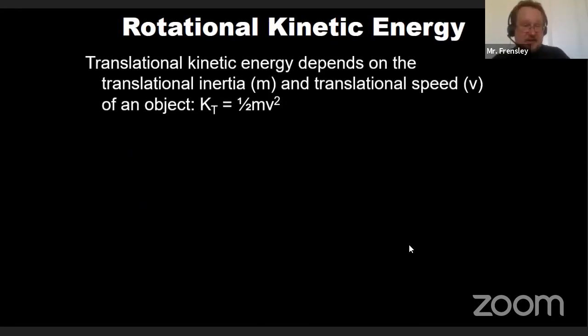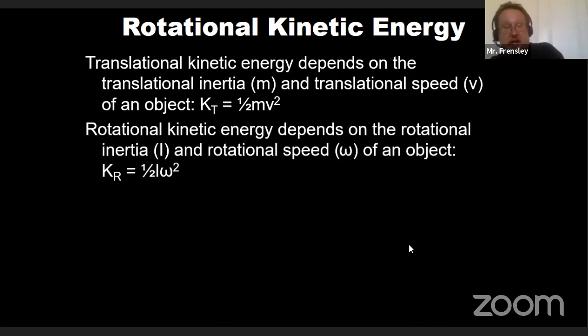So if translational kinetic energy is 1/2 m, how difficult it is to speed up or slow down your translation, times v, how fast your translation is, squared, then rotational kinetic energy would be 1/2 I, how difficult it is to speed up or slow down your rotation, times omega, how fast you rotate, squared. So in both cases, it's 1/2 times how difficult it is to increase or decrease this motion, m for translation, I for rotation, times the rate at which this motion is taking place, v for translation, omega for rotation, squared. All right, so there you go. And it's all on the formula chart anyway.